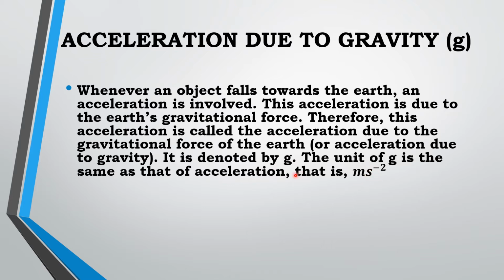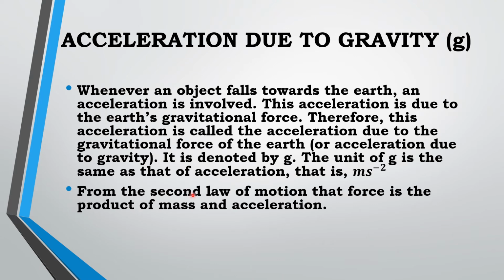Now let's see how to calculate the value and the formula of acceleration due to gravity. From the second law of motion, the force is the product of mass and acceleration. We all know this thing. So F is equal to mg. Let this be equation 1.